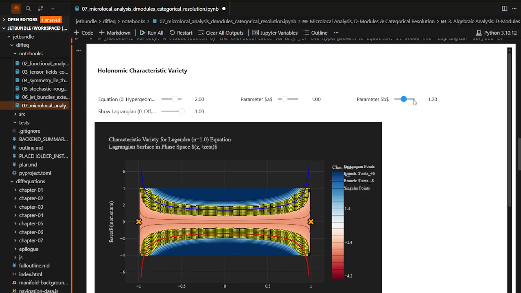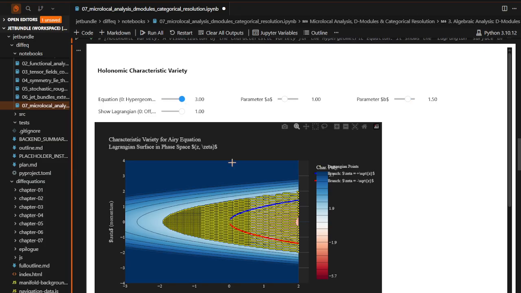These are just parameters for these characteristic varieties. I encourage you to come play with this. But I mean, these are Legendres, and then these are the characteristic variety for the Airy equations.